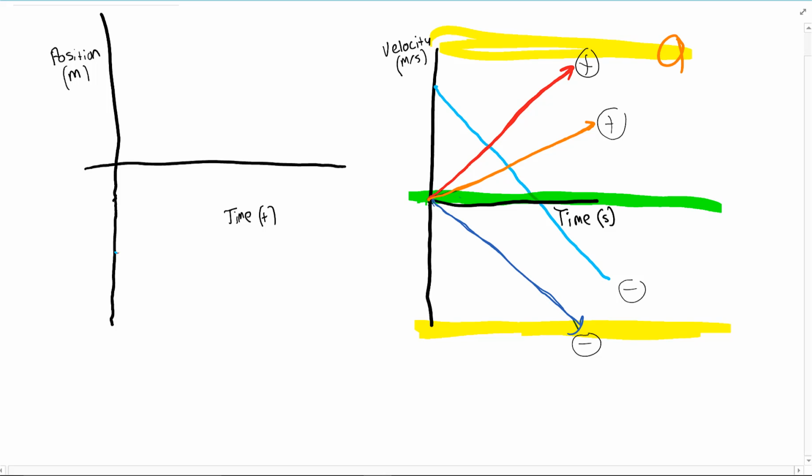This teal one right here, now this is a tricky thing. For a while, it's slowing down because for a while, it's getting closer to 0 velocity. But after that, it's speeding up. It's getting far away from 0 velocity. So even though the slope didn't change, during the first part here, it is slowing down, and during the second part here, it's speeding up.